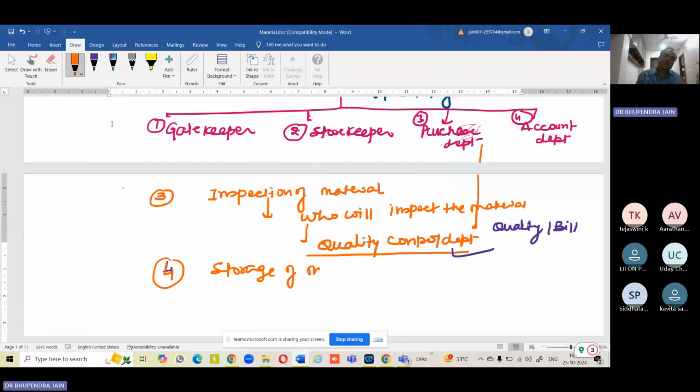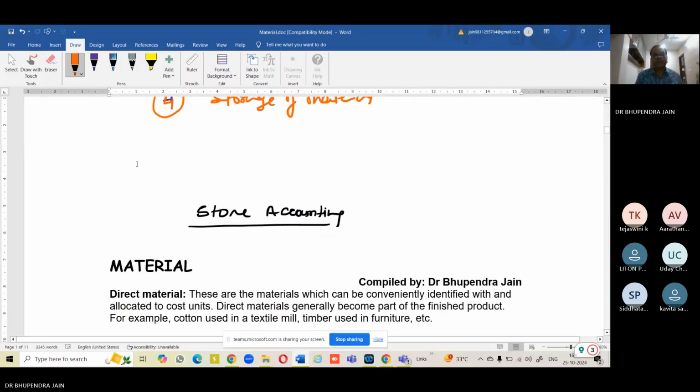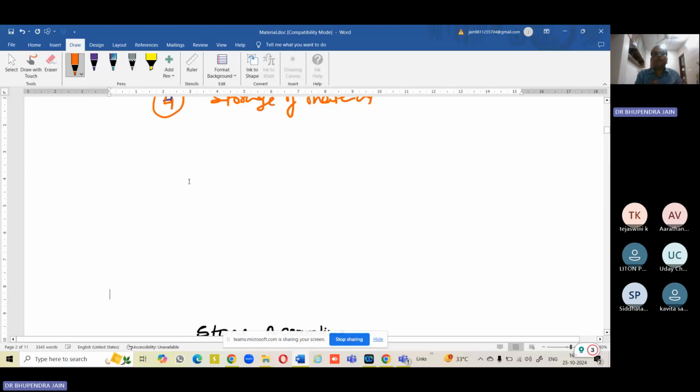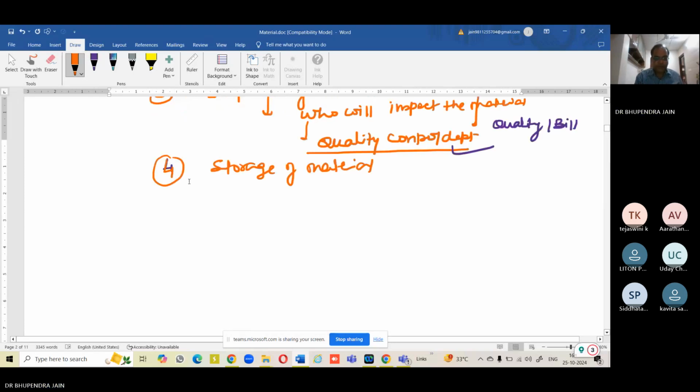Storage of material. Step number 4, storage of material. Now, how to store the material? Is there any method to store the material? What type of entry will we pass at the time of storage of material? What type of document will we prepare for storage of material?